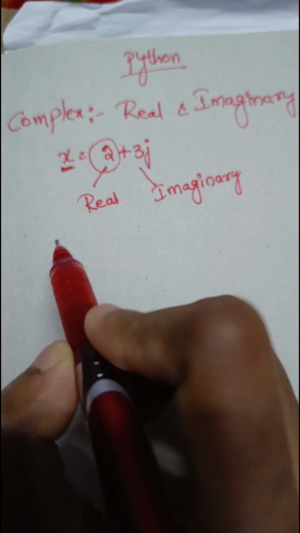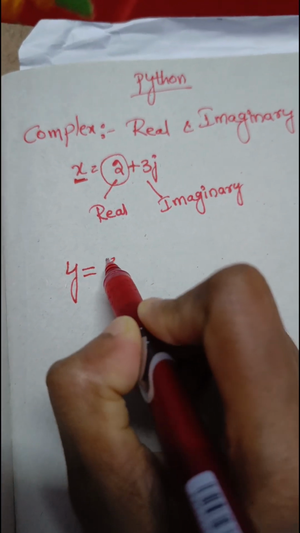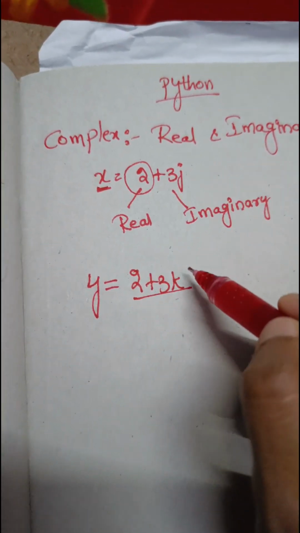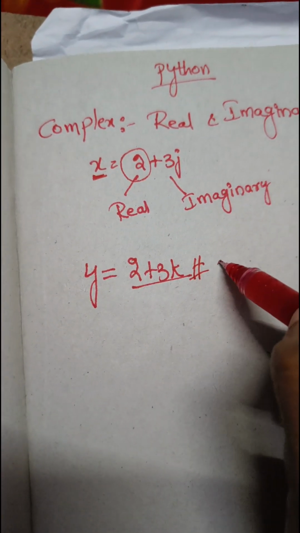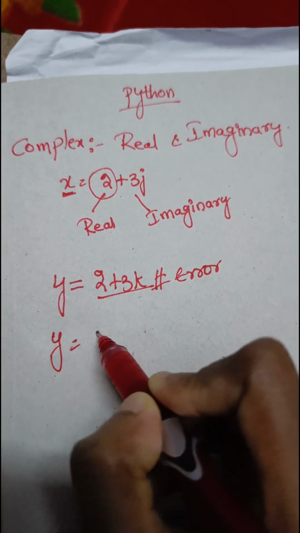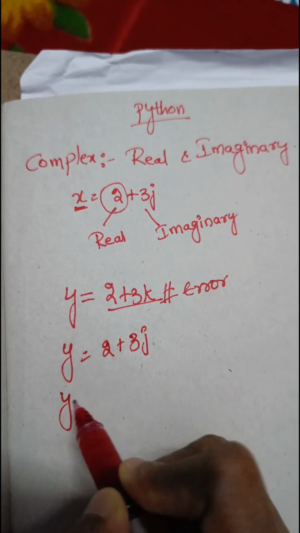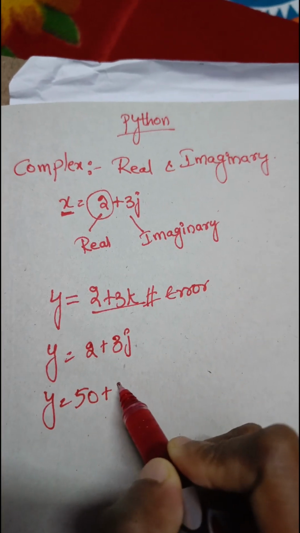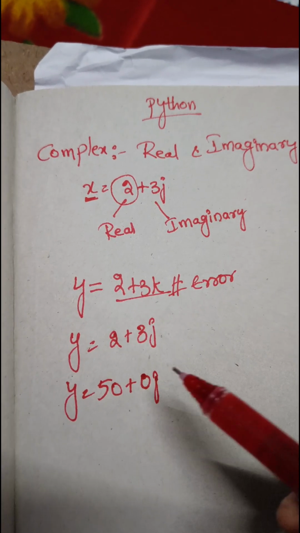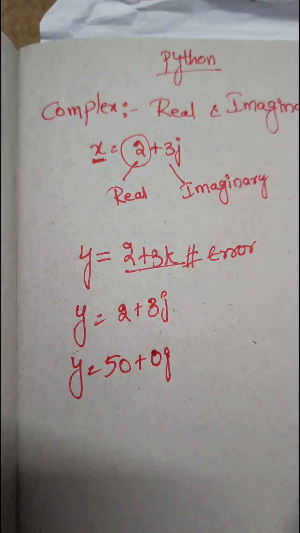Now you may get a doubt, can I represent it with any other alphabet apart from j? Take y equals 2 plus 3k. You may get an error in the compiler, because Python especially does not accept anything other than j. So you can write y equals 2 plus 3j, or else y equals 50 plus 0j. Like that you can write, but it is always represented with j only. Got it? I hope everyone is clear with this.